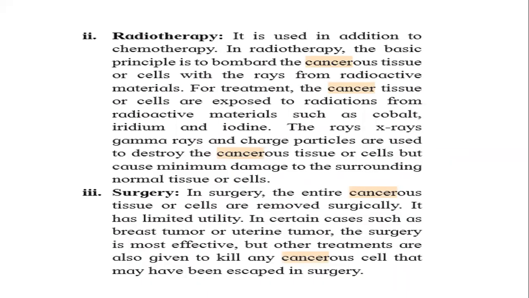Then there is radiotherapy. In radiotherapy, the organ or the patient's whole body is exposed to certain radiations, such as cobalt, iridium, iodine and so on. And these radiations destroy the cancerous cells of the body. Then comes surgery. Surgery is done in case of brain tumors, breast cancer, uterine cancer, vaginal cancer, where tumors are formed. Through surgery, the tumors are removed.